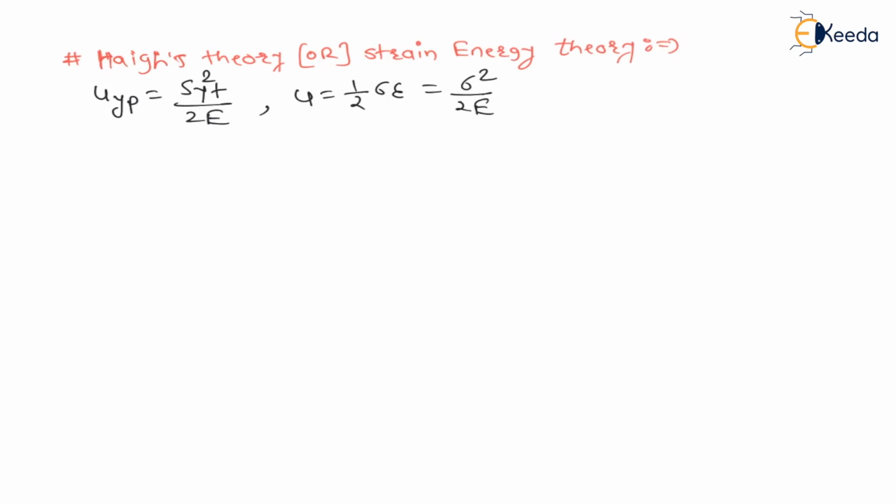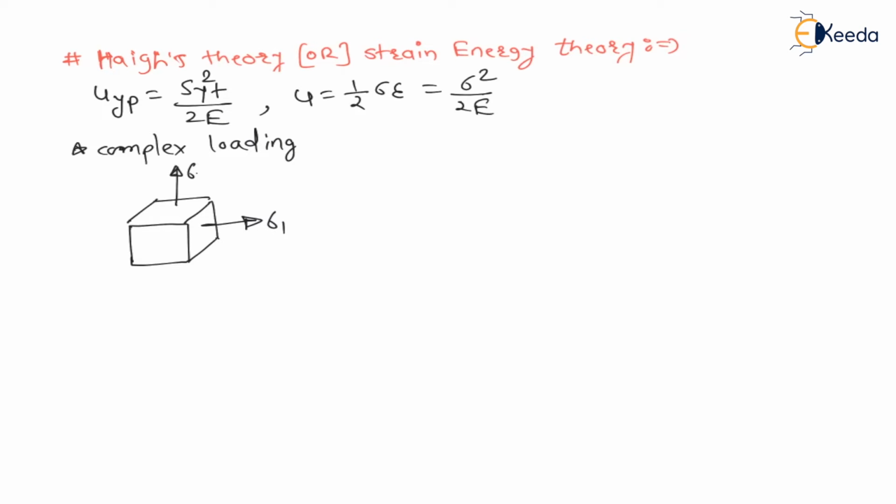Now for complex loading, we have to check. Let us say for complex loading, if I consider three-dimensional loading, the principal stresses are, let us say, sigma 1 is the major principal stress, sigma 2 is the intermediate principal stress, and sigma 3 is the minor principal stress, right? These are the principal stresses, sigma 1, sigma 2 and sigma 3.